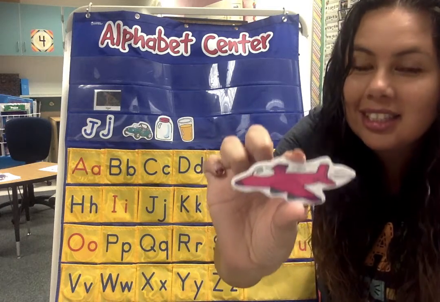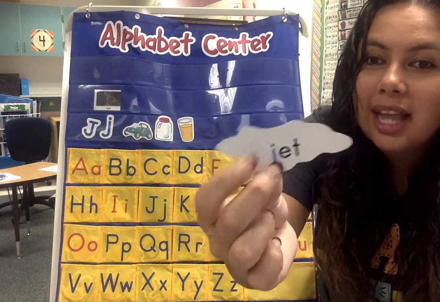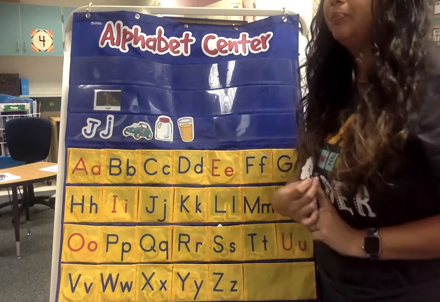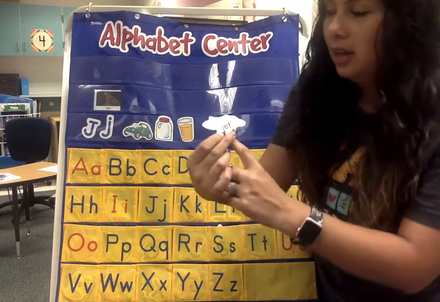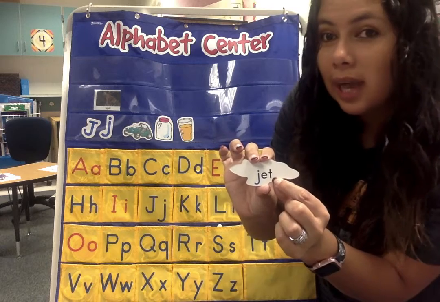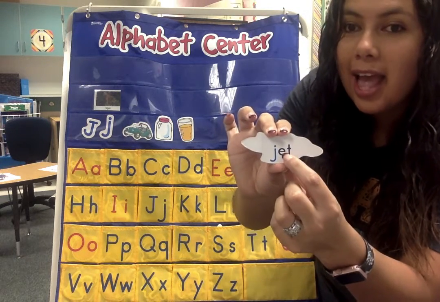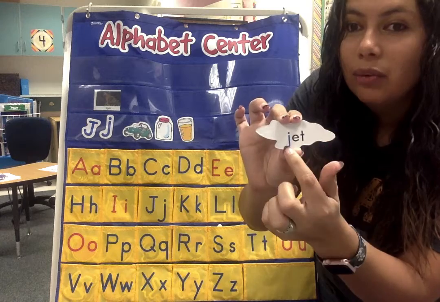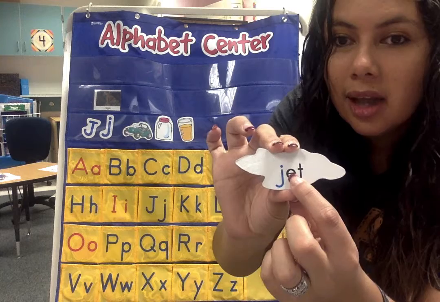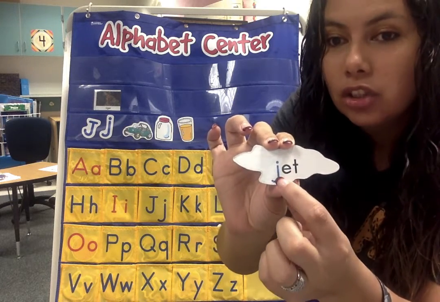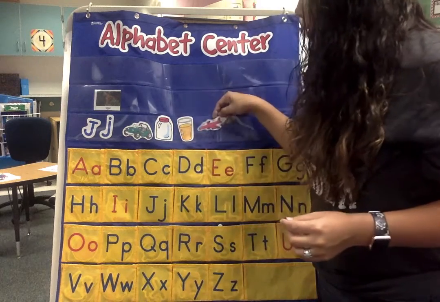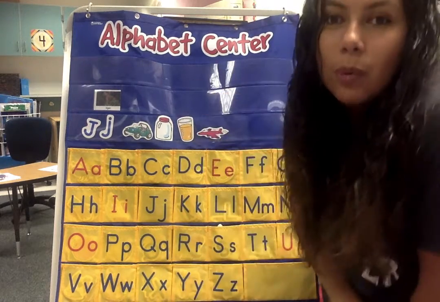Say jet. Jet. Starts with the letter J. And we can even, this is what we call a CVC word. Consonant, vowel, consonant. So we could actually sound this one out and do it ourselves. J, e, t. We've learned all these words, and you guys would be able to spell this on your own because it's a consonant, a vowel, and a consonant. J, e, t, jet.